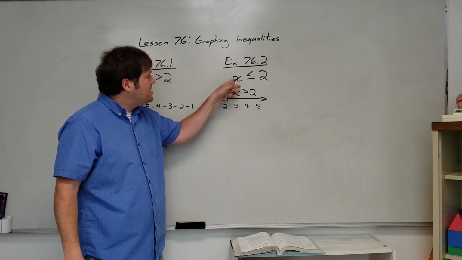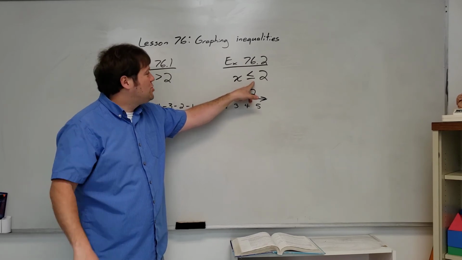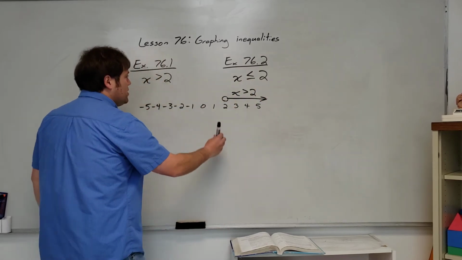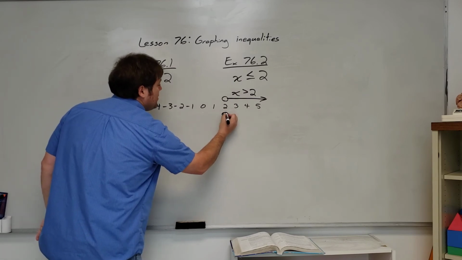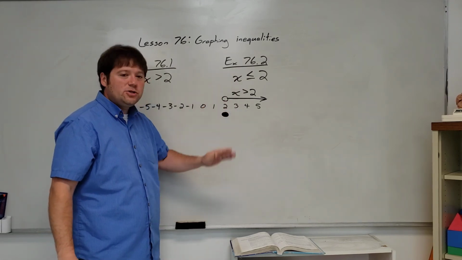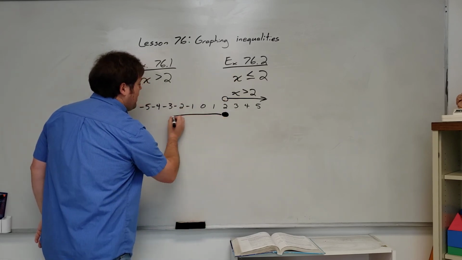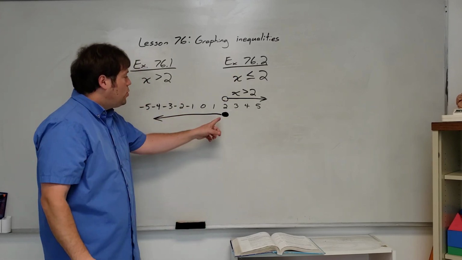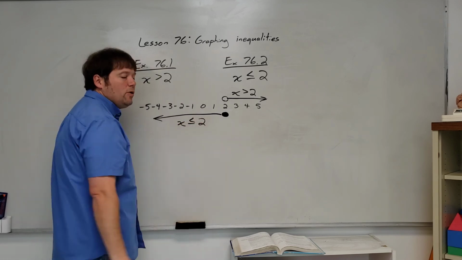Our second one says x is less than or equal to 2. And so on that one, I'm going to start down here again on the number 2. This time I'm actually going to fill the dot in, which shows that I include 2 in my answer. That way it shows that it's equal. And to show numbers that are less than, I point backwards. So again, I can label this one, it is x, it's less than or equal to 2.